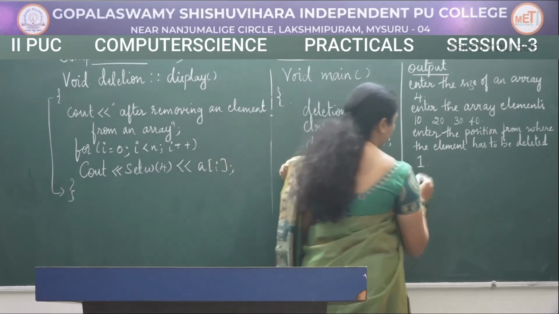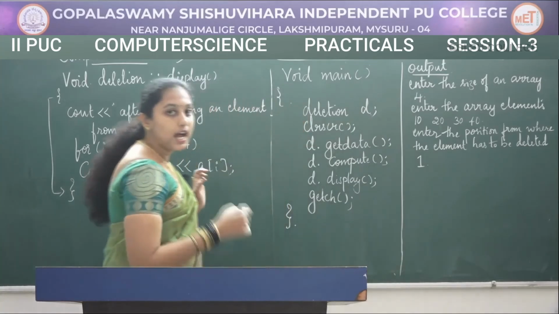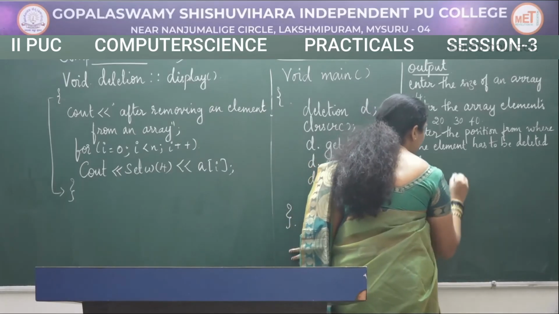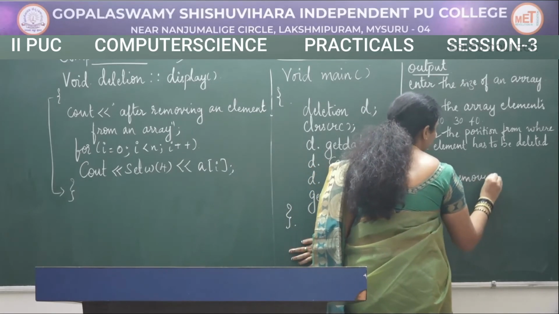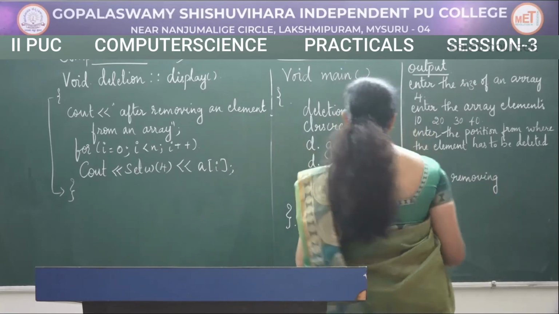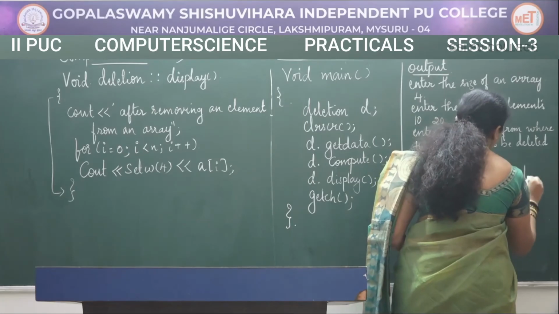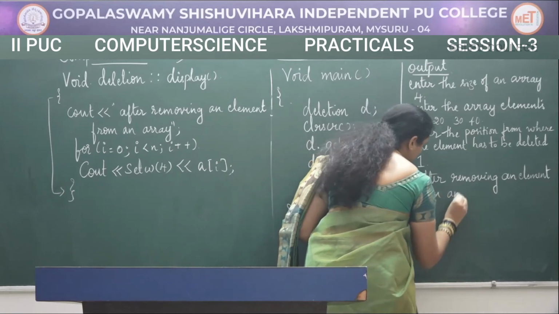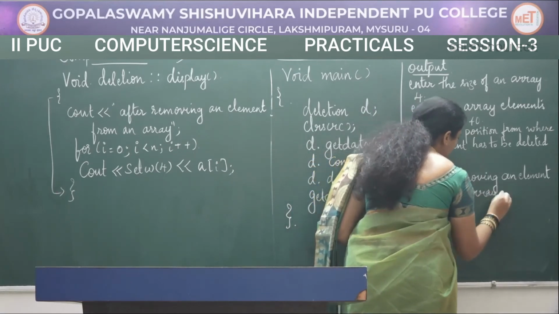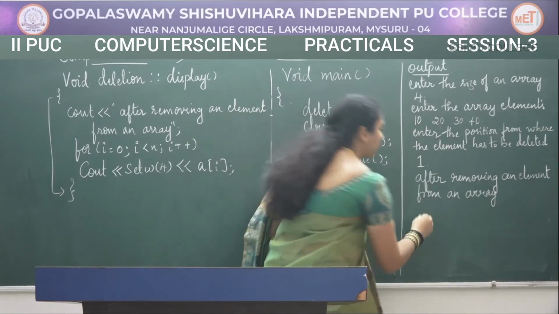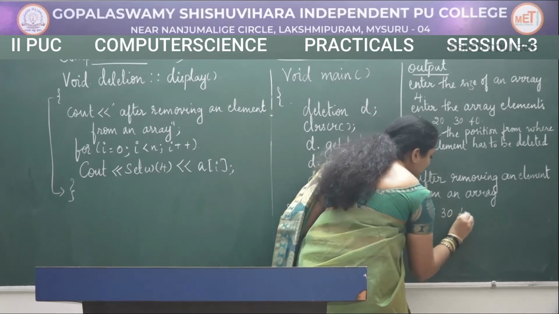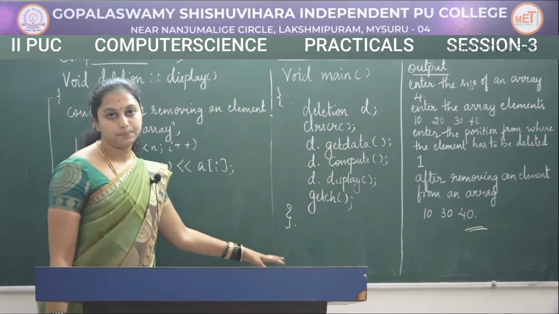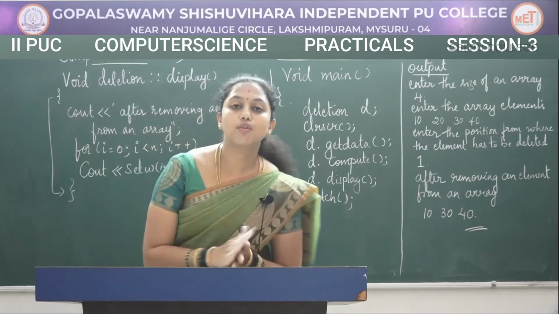So in the display function, we are going to display the elements after deletion. So after removing an element from an array, after deletion, an array contains only 10, 30 and 40 as its array elements. So this is the output for this program. So while deleting an element, what is the first step?